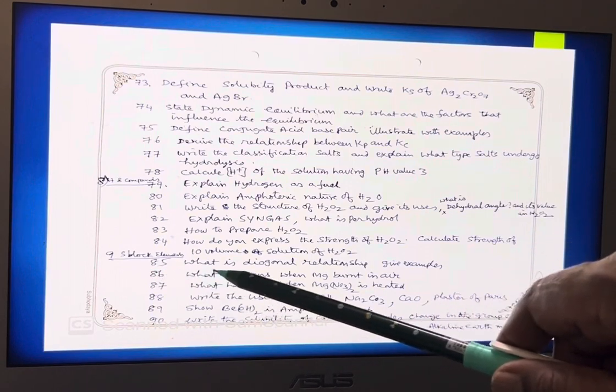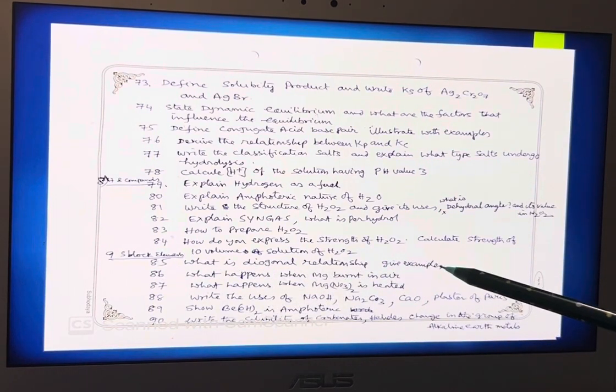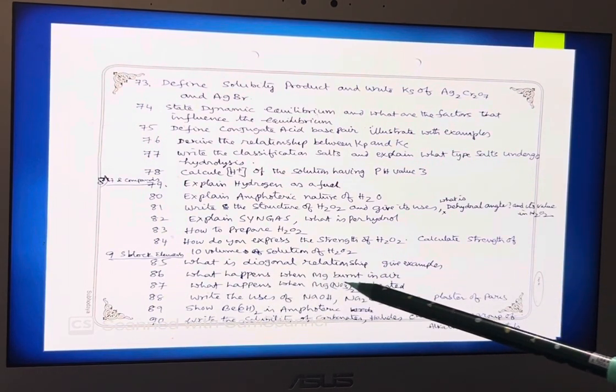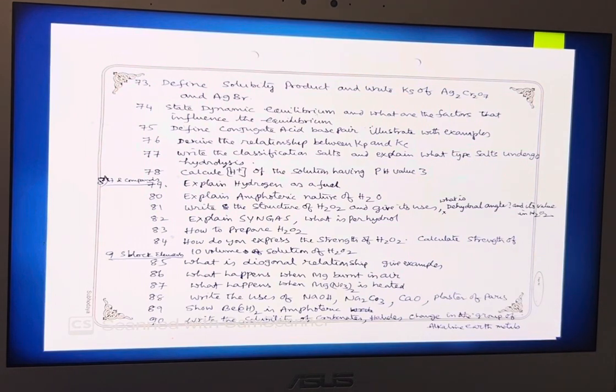Next, s-block. What is diagonal relationship? Give examples. What happens when magnesium is burnt in air? What happens when magnesium nitrate is heated? Write uses of NaOH, NaHCO3, CaO, plaster of Paris. So, Be(OH)2 is amphoteric.